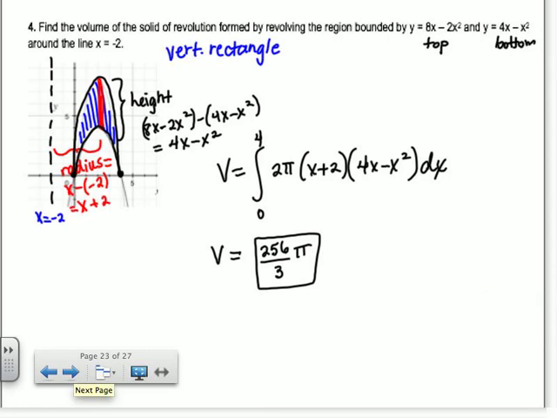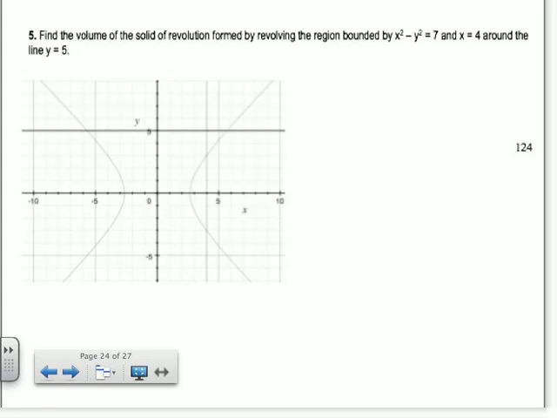So 256 over 3 times pi. All right. Next up. Okay, your picture on this one's on the other side of your notes. It's kind of confusing. I should have just moved the whole thing.